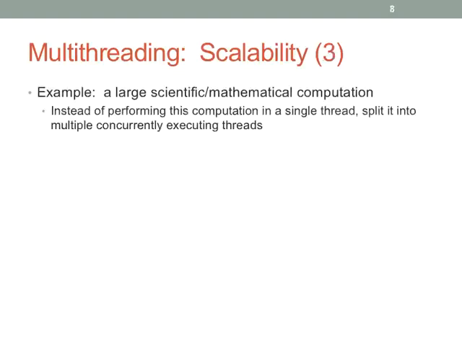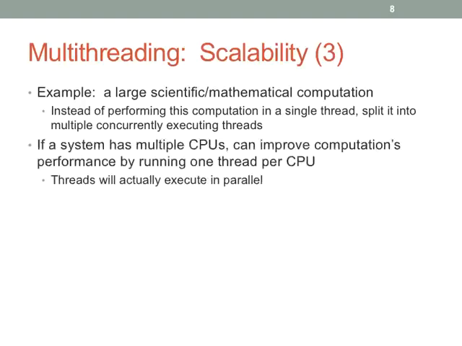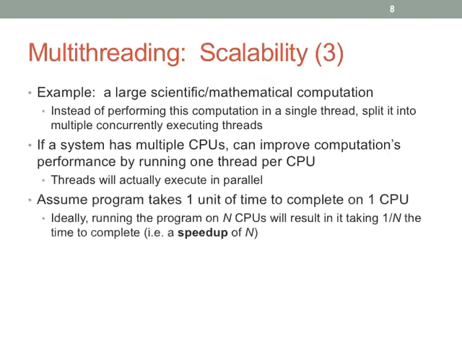Okay, so we had our scientific mathematical computation, and we're splitting it into multiple concurrent threads. We'd expect that if we have multiple CPUs, and let's say that the number of CPUs is an upper bound on the number of threads we create for our program, these threads will execute in parallel. They're compute intensive, each one has its own computation, so they can run in parallel and we should see a benefit. Ideally, if our program takes 1 unit of time to complete on one CPU, and we run it on n CPUs, we should see a speedup of n, or it should take basically 1 over n the amount of time it would have before. So 1 unit of time on one CPU, 1 over n amount of time on n CPUs.